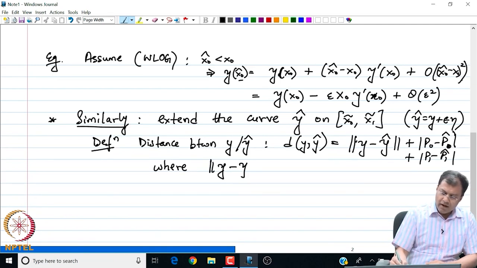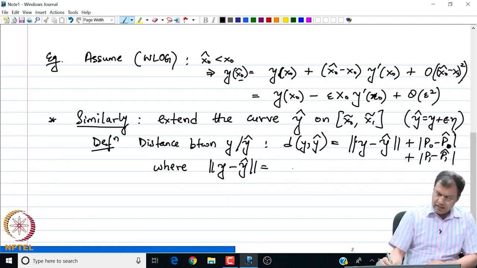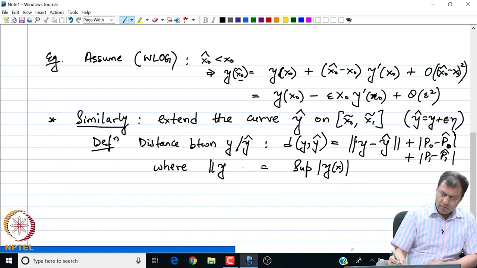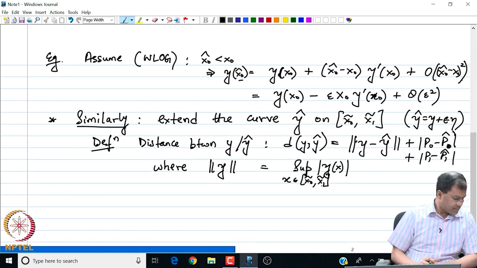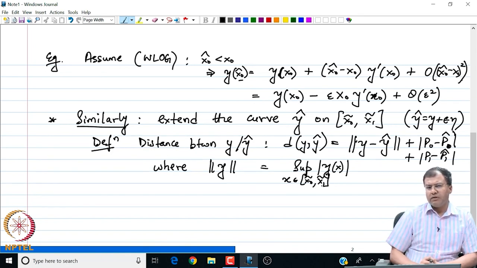Where I define my norm of y minus y hat to be the supremum norm. I say that this is the supremum of mod of y of x, where I define my norm of y to be the supremum of mod of y, where x is coming from the extended interval x naught tilde to x 1 tilde. So, we want allowed perturbations to be as close to y as possible. We want the perturbations not chosen arbitrarily, but arbitrarily close, so that it is close enough, of the order of epsilon.